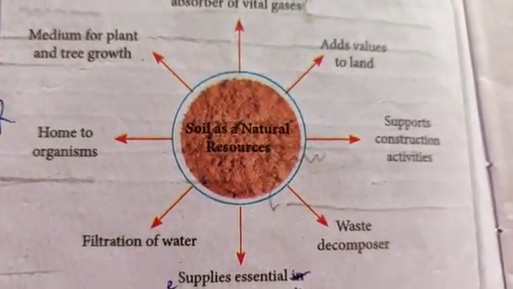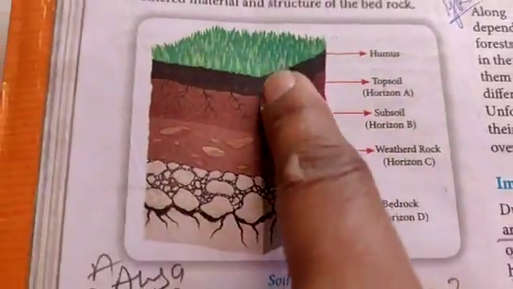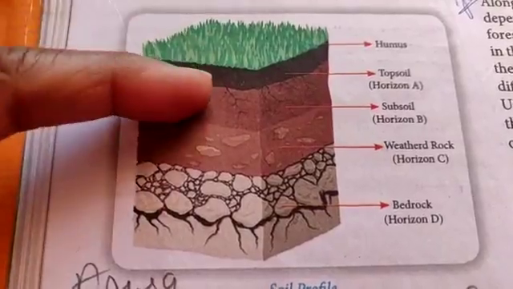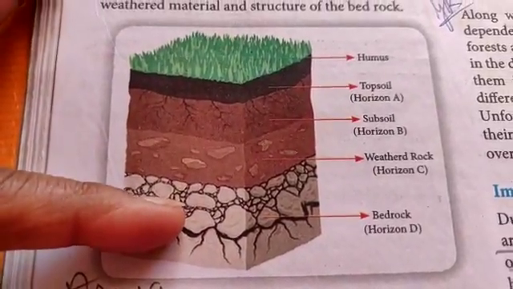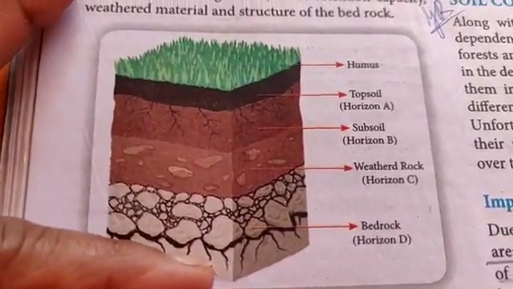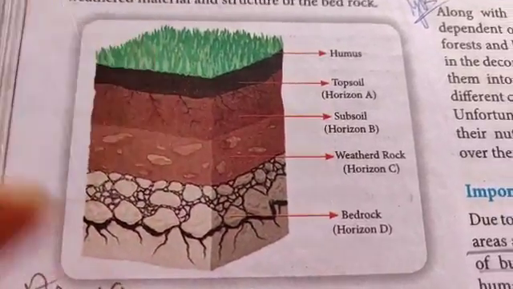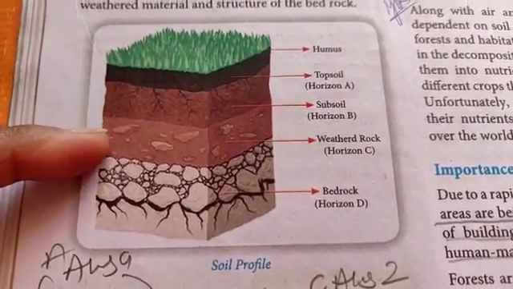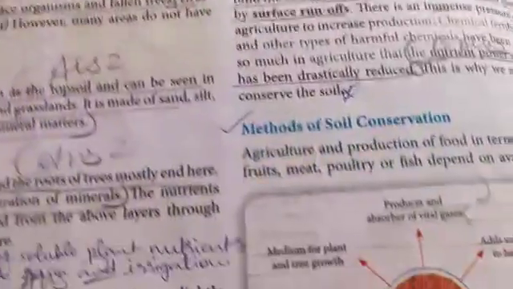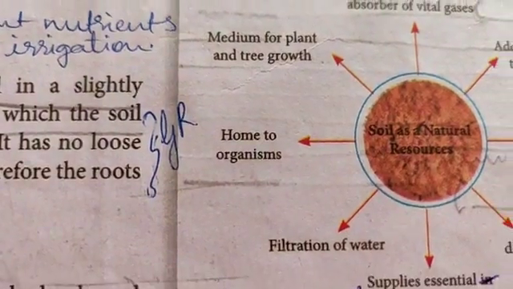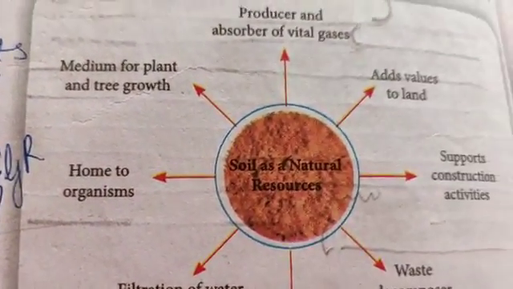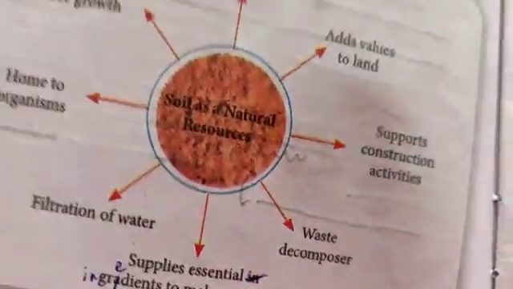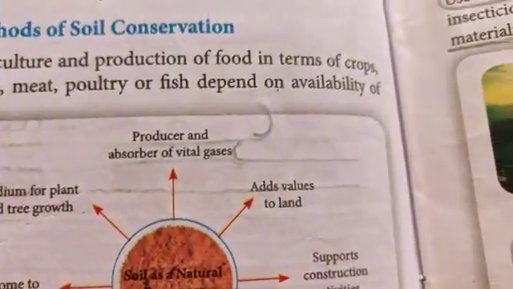Now, filtration of water. You know the earth has different layers over here. So these different layers of the earth help in filtering the water. You all know that the water that we are consuming today is millions and millions of years old. Now, home to organisms. You will find all kinds of organisms, big and small, making their home in the soil.